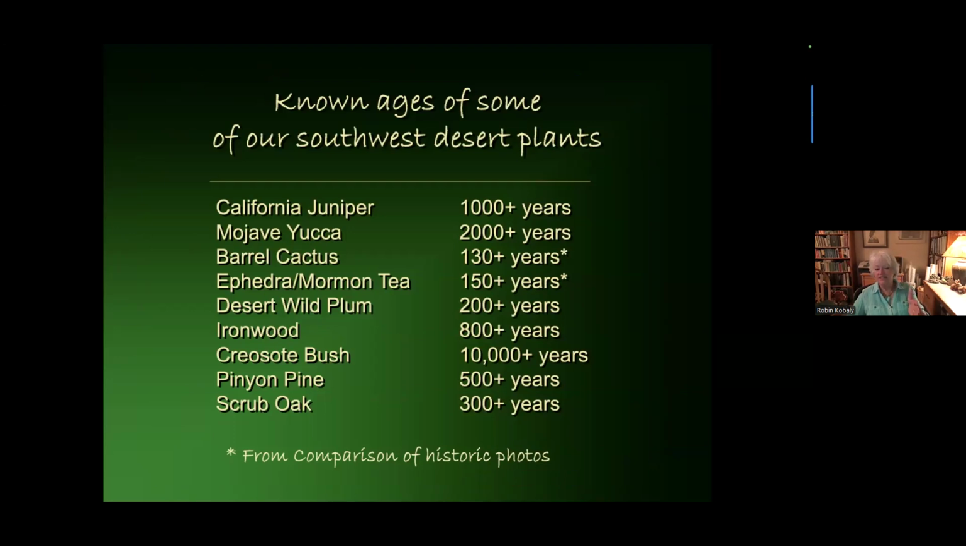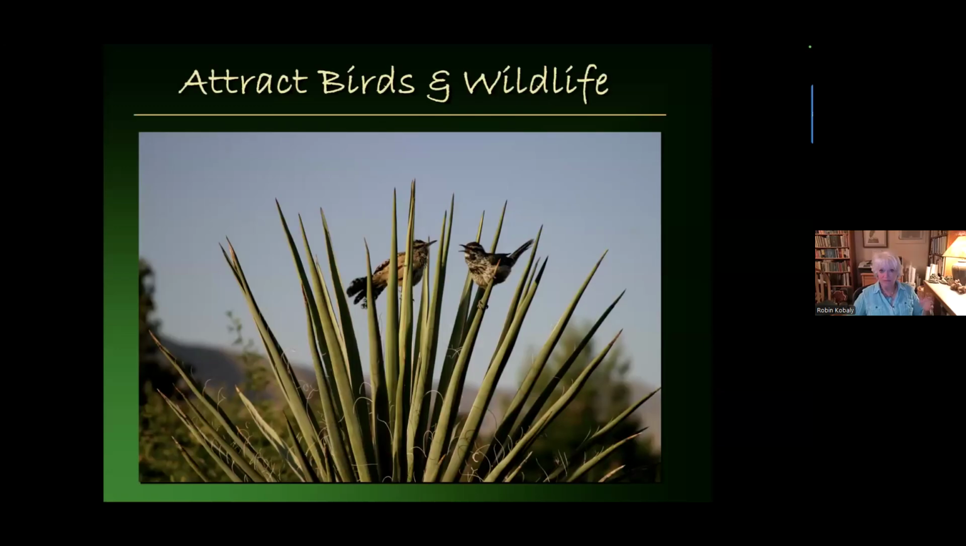These are just an idea of some of the ages of our Southwest desert plants. California junipers can live way over 1,000 years, Mojave yucca over 2,000, barrel cactus well over 100 years. Ironwood trees can grow over 800 years. Creosote bush, of course, the daddy of them all, over 10,000 years. But if you plant any of these in your yard, they're probably going to outlive you.